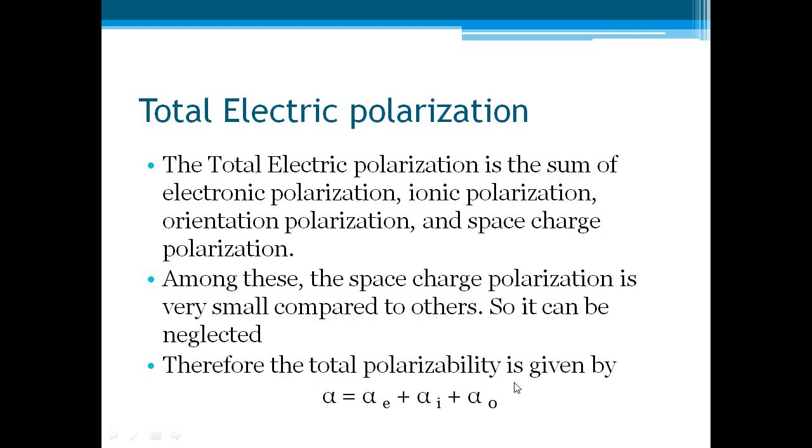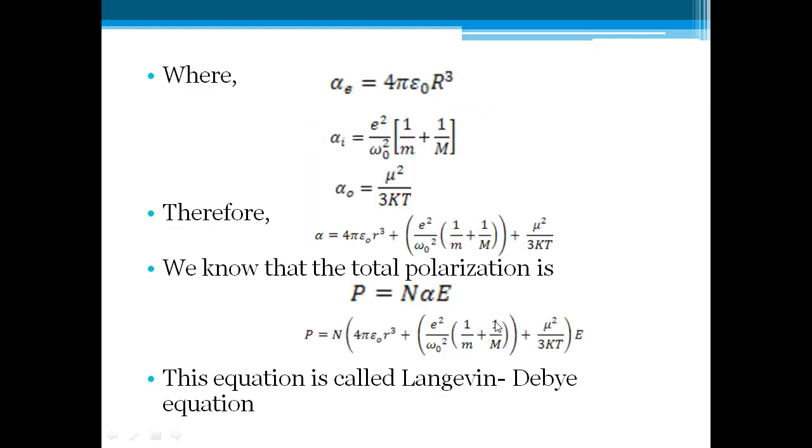Therefore, the total polarizability can be given as the sum of electronic polarizability plus ionic polarizability plus orientation polarizability. So alpha is equal to alpha naught plus alpha E plus alpha I, where alpha E is electronic polarizability, which depends on the volume of the material. Alpha I is ionic polarizability, which depends on frequency and reduced mass of the material. And alpha naught is orientation polarizability, which depends on the temperature of the material. The summation of them gives the total polarizability.